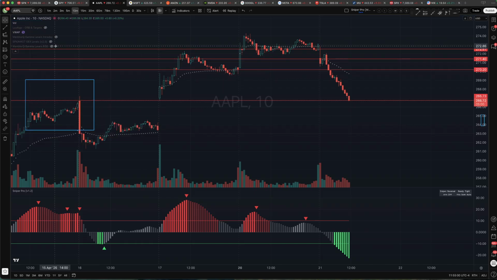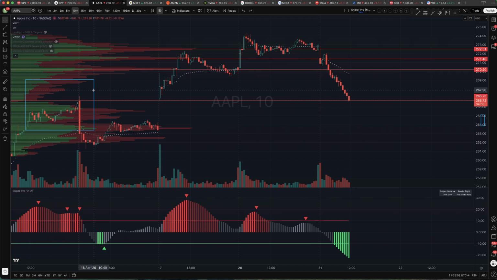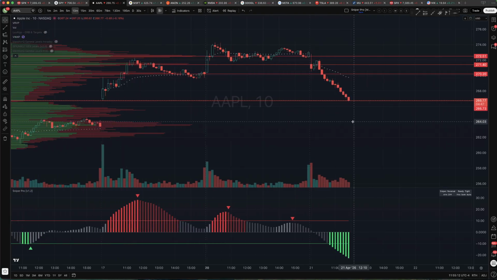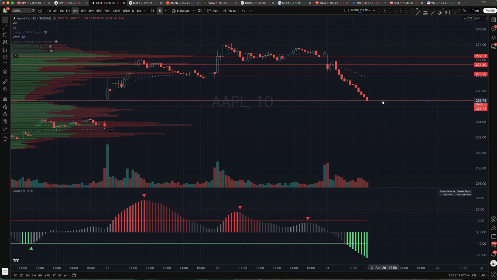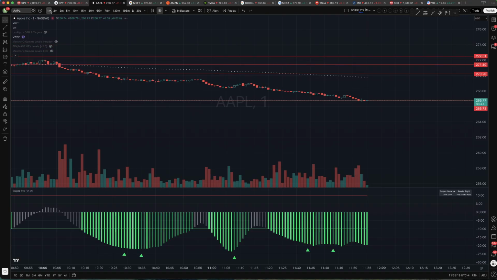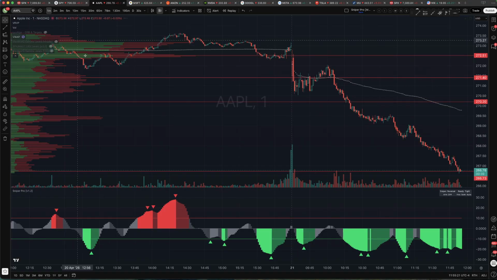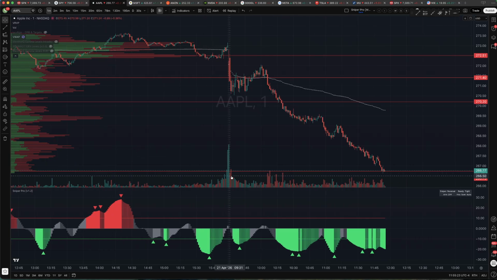I was trying to get rid of this, but I got rid of my volume profile. There we go. So a potential for a call here on Apple is this lower level, this value area low.